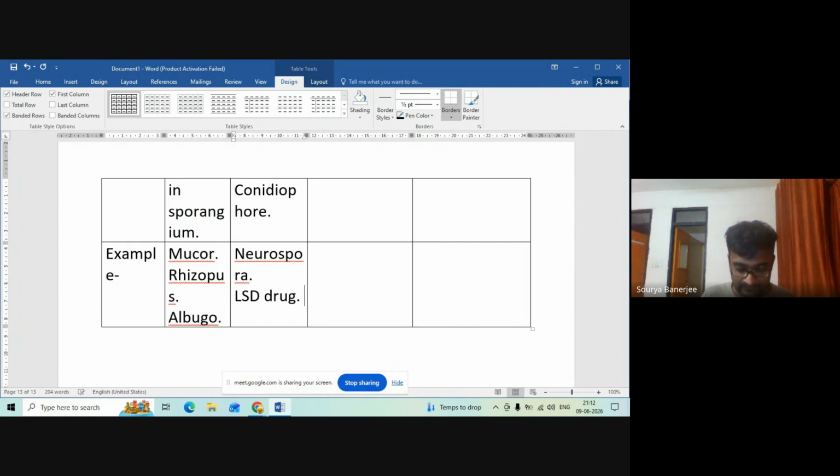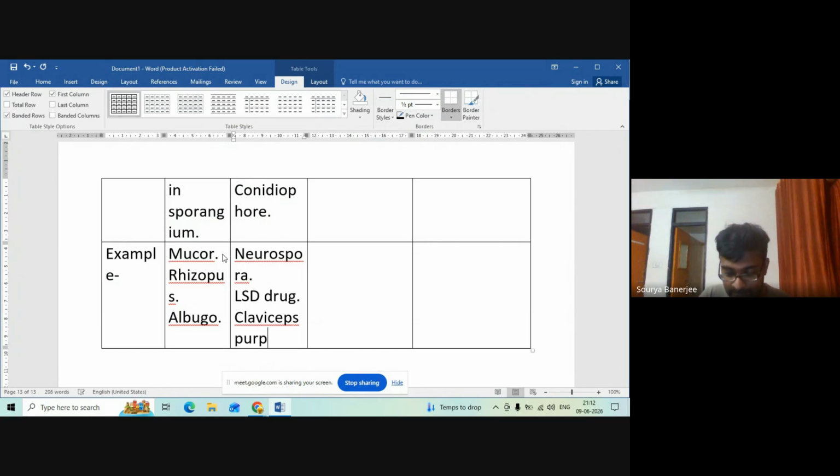This is mainly produced from Claviceps, Claviceps purpurea. Okay, from here the LSD drug is being produced.